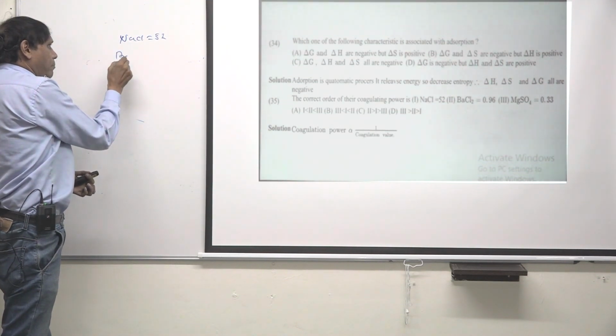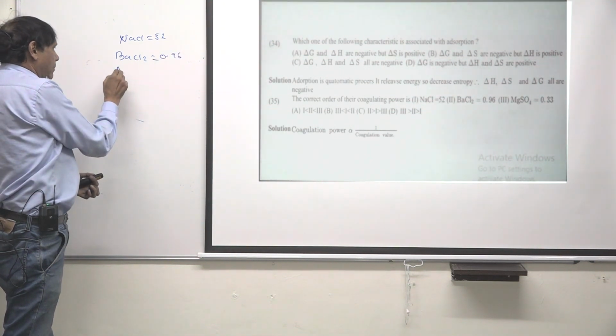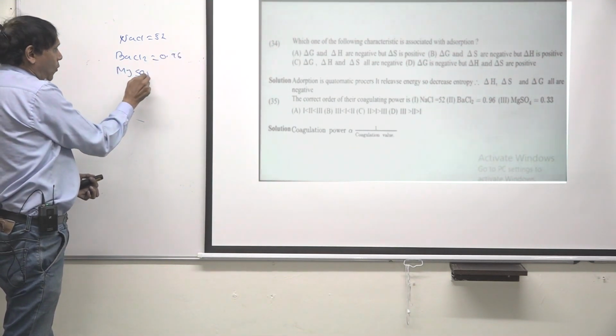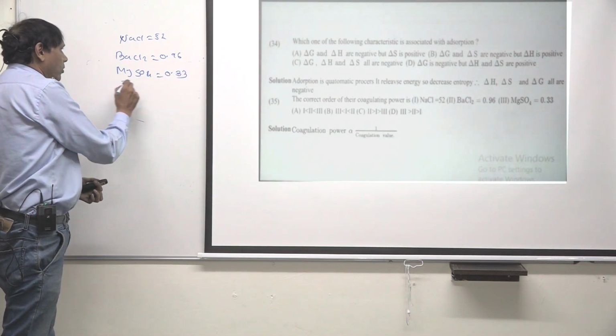Then BaCl2 gives 0.96, and finally MgSO4 gives 0.33. Now the coagulation value.